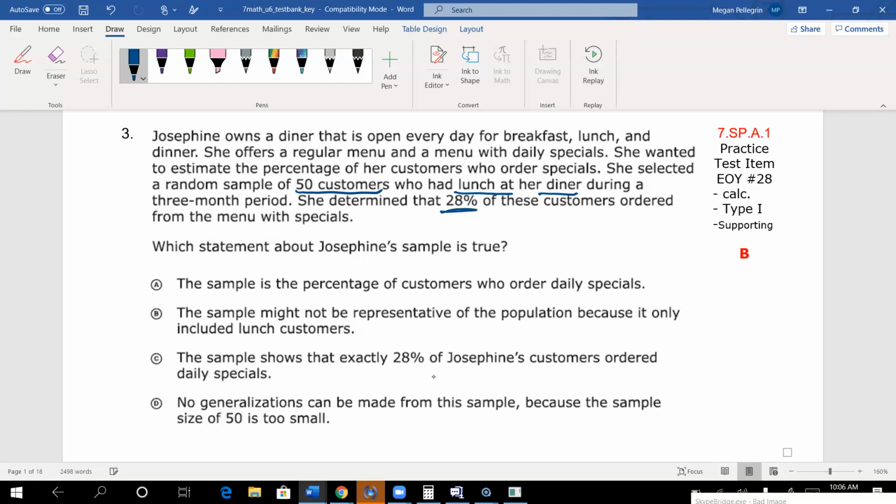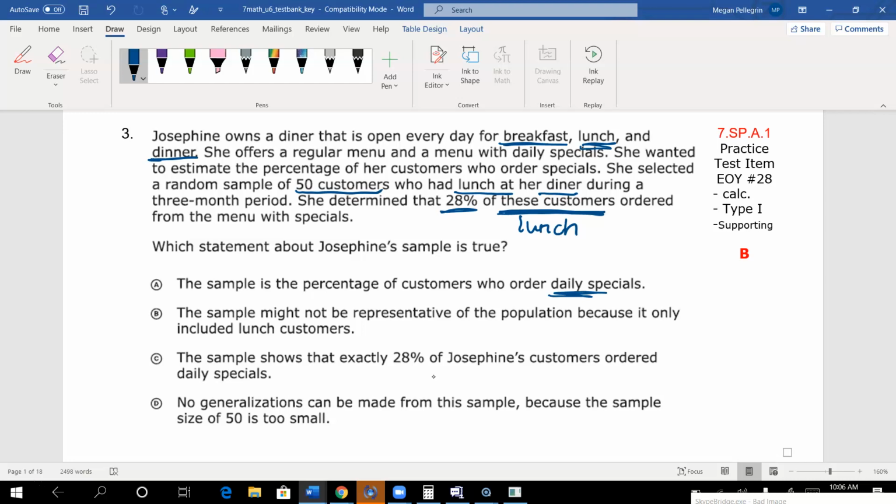So 28% of these customers, who were these customers? Well, these were the customers that had lunch there. But what does she offer? She offers breakfast, lunch, and dinner. So it says, which statement about Josephine's sample is true? A. The sample is the percentage of customers who order daily specials. Well, no, because it was only about the lunch people. It did not include breakfast and dinner.